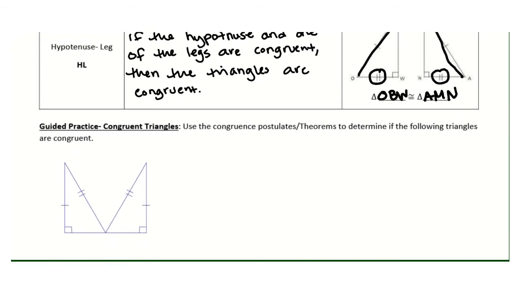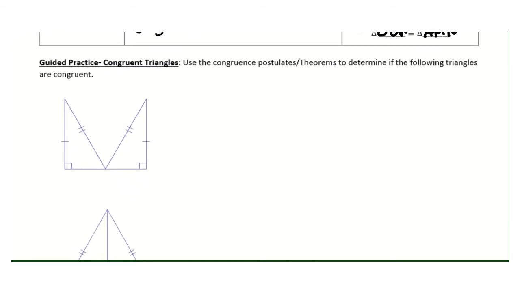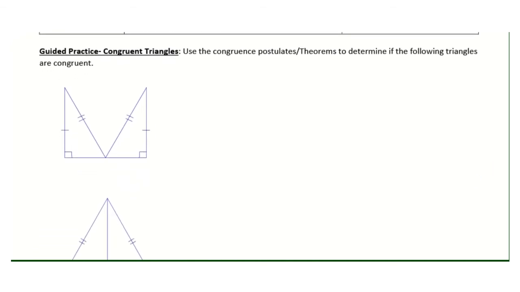So now we know all the different congruency theorems and postulates, so we can look at some more examples. If we look at this first example, the first thing I notice is that these angles are congruent because they're both 90 degrees. And I have two sides that are congruent here and another set of two sides that are congruent here. So is side-side angle a congruency postulate that we learned? No, side-side angle is not valid at all. So I can't use that.